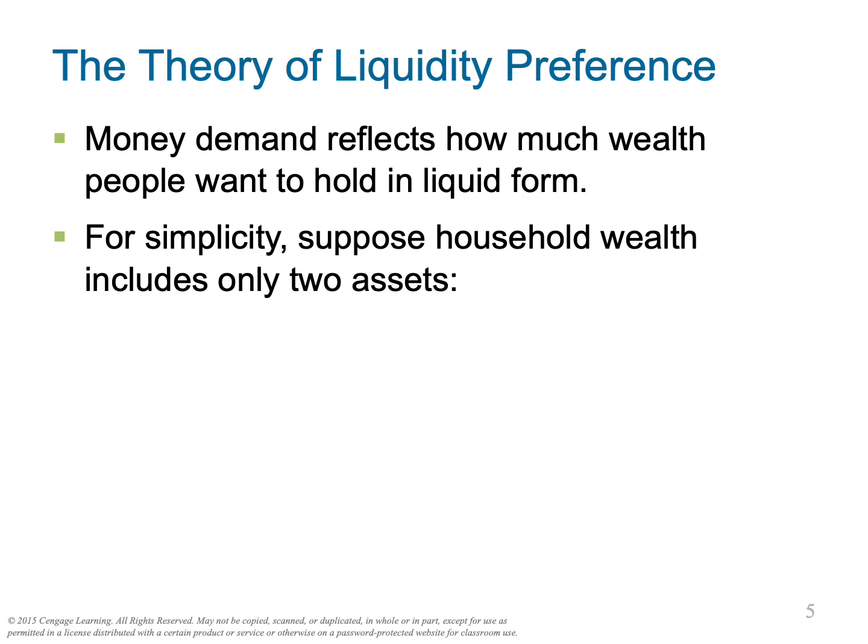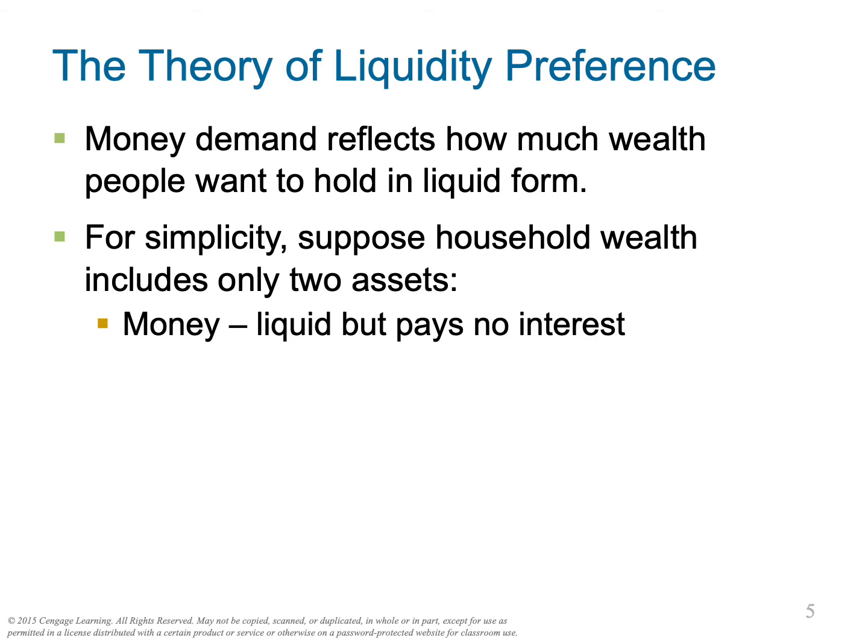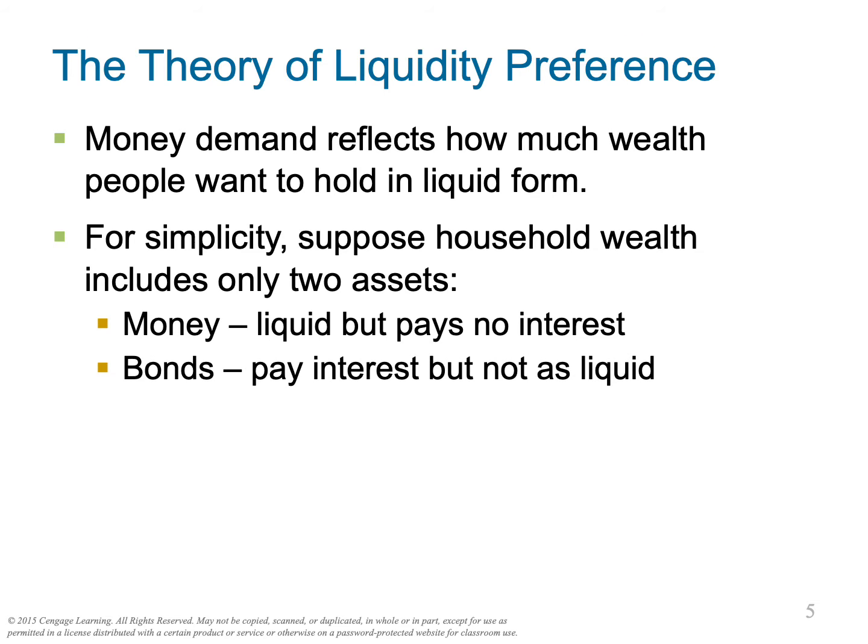Now, for simplicity, we're going to suppose that household wealth only includes two assets. People can either hold money, which is very liquid, but it doesn't pay any interest. So, as we experience inflation, the value of that money goes down, basically. And then the other asset is bonds, which are basically IOUs, right?